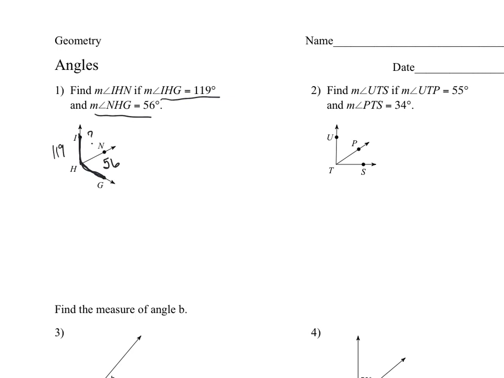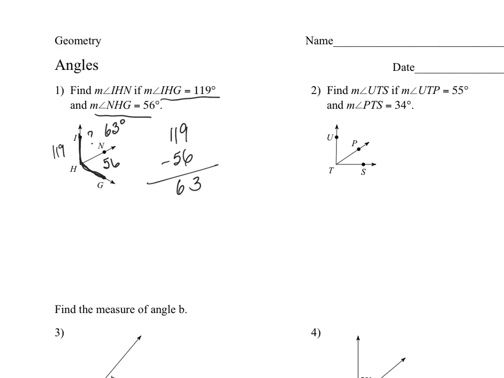In this particular case, we're given the larger angle, and we're asked to find one of the smaller angles. So that means we need to subtract 119 minus 56 to get the measure of our angle. 9 minus 6 is 3. 11 minus 5 is 6. So that tells me that this angle is 63 degrees.